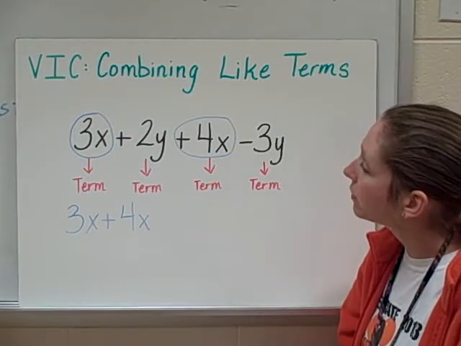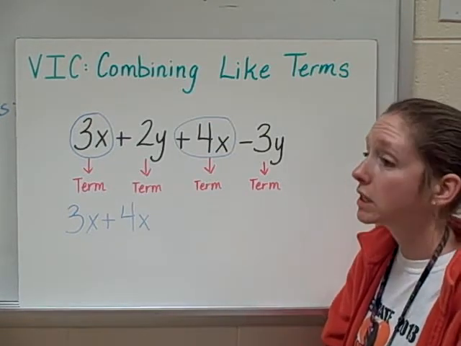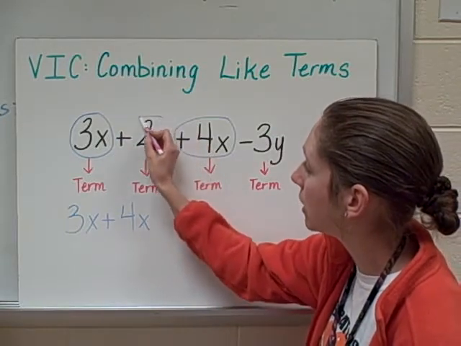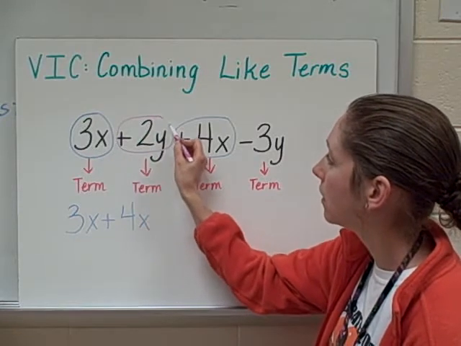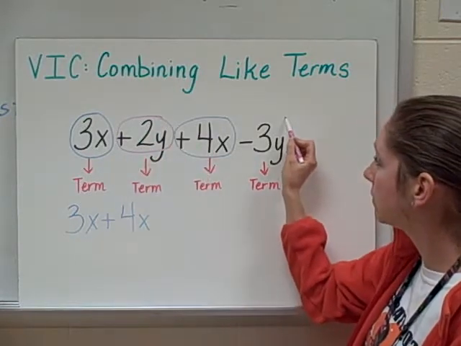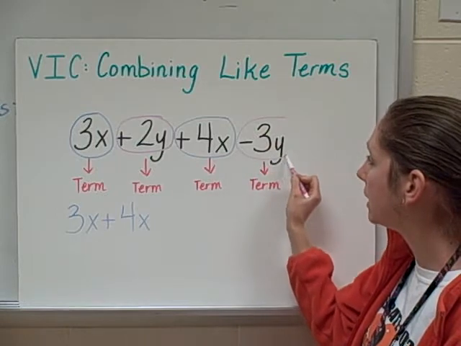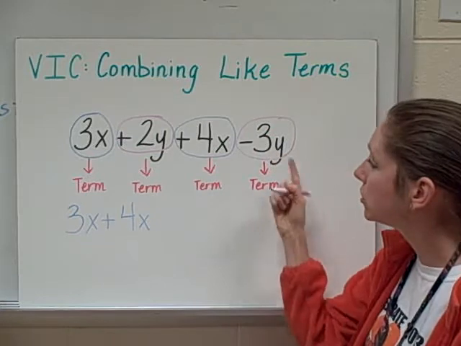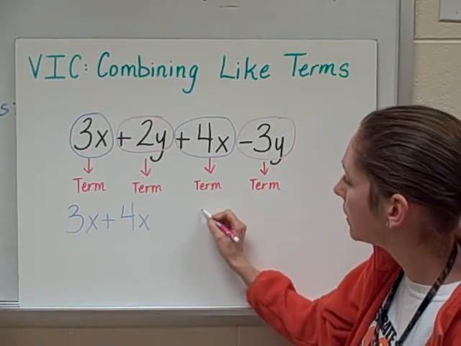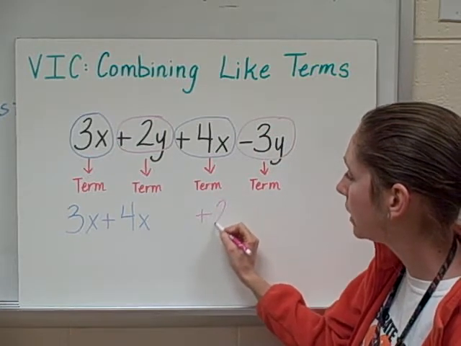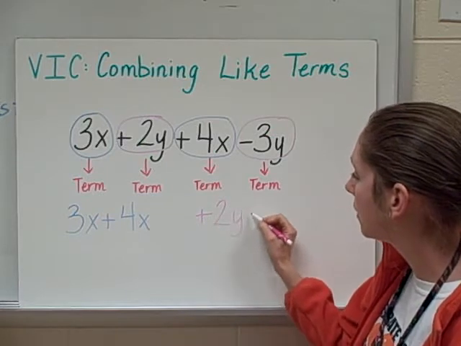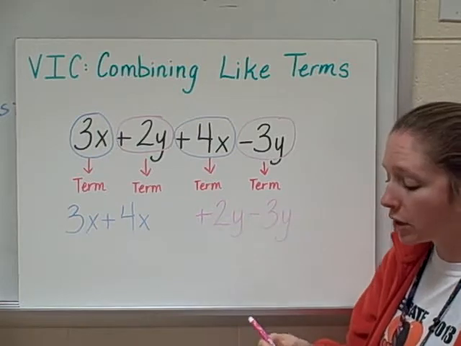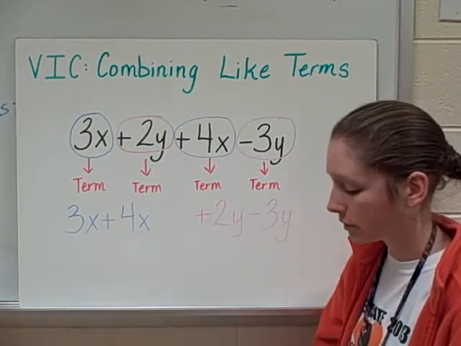Okay, same thing with my y's. If I'm going to collect those or combine those like terms, notice what I'm circling here: plus 2y, minus 3y. This minus or negative is attached to that 3y. So if I bring those two things down, plus 2y, minus 3y, now I'm ready to combine those terms or add them together.